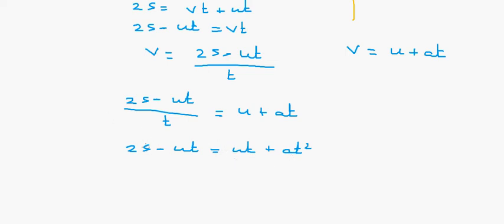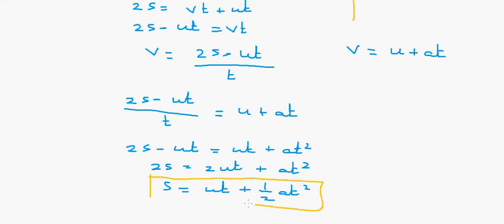We want s on one side, right? So let's just take these things on the other. So you're gonna get 2s is 2ut plus at squared, and we just want s, alright? We don't want 2s. So let's just take this 2 on the other side. So s is gonna be 2ut divided by 2, which is just ut, and at squared divided by 2 is half at squared, and that's our second equation. S is equal to ut plus half at squared. That's our second kinematic equation.